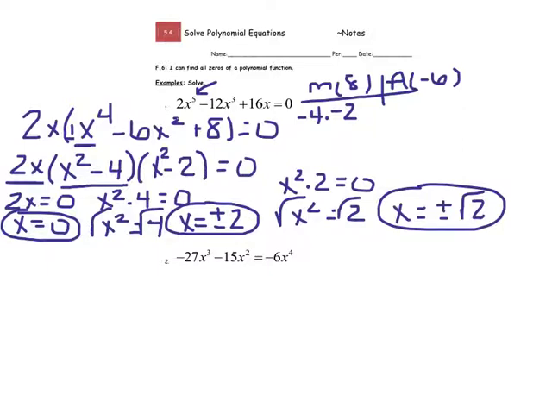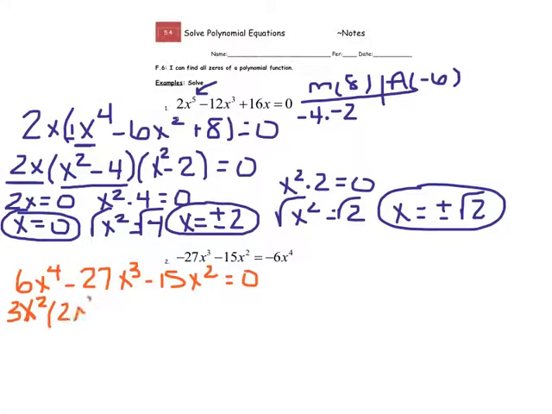All right, now we have negative 27x cubed minus 15x squared equals negative 6x to the fourth. So the first step is to move the negative 6x to the fourth over to the other side. So I'm going to do that by adding it. So now we have 6x to the fourth minus 27x cubed minus 15x squared equals 0. I would always write everything in descending order because that's going to help you factor it. All right, now we can go ahead and take out a GCF. So we can take out a 3 out of all those numbers, and then we can take out an x squared. So we're left with 2x squared minus 9x minus 5 equals 0.